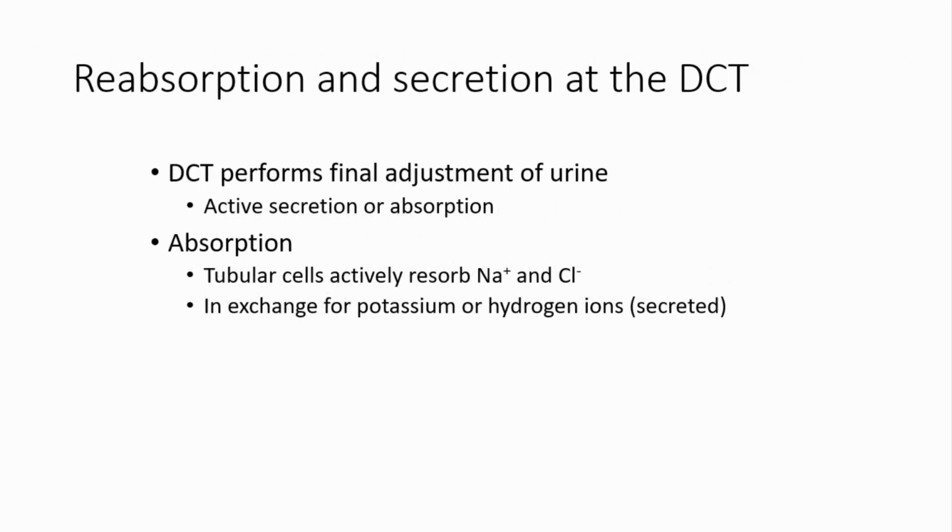Reabsorption and secretion at the distal convoluted tubule. The distal convoluted tubule performs final adjustment of urine. There's active secretion or absorption. Tubular cells actively reabsorb sodium and chloride in exchange for potassium or hydrogen ions, which are secreted.